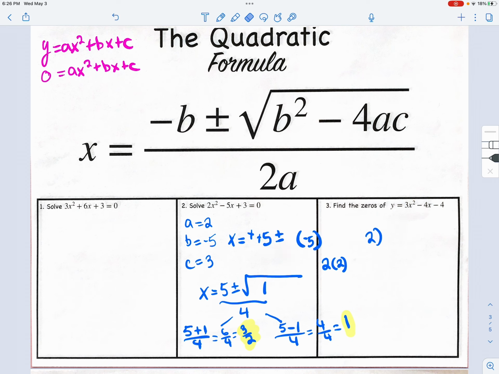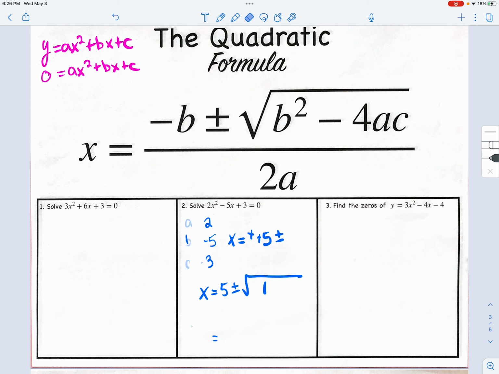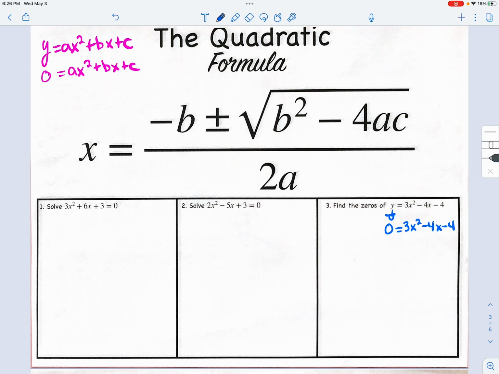All right, from here, what we're going to do is go on to number 3. Now this one, the instructions are a bit different because it says find the zeros. But don't forget, that just means we need to turn the y to 0. And there we go. All right, we're going to go ahead and identify our A, B, and C, which is 3. Our B is -4 and our C is -4.